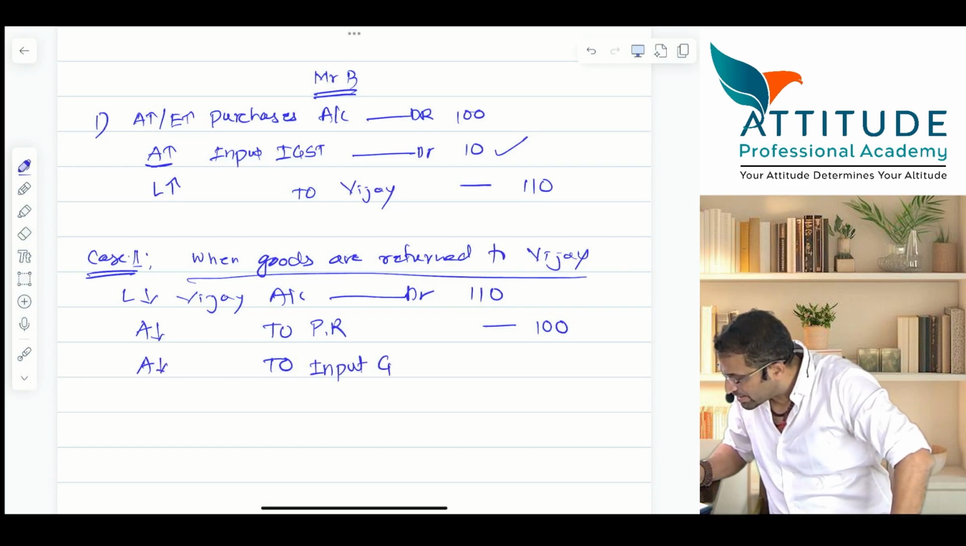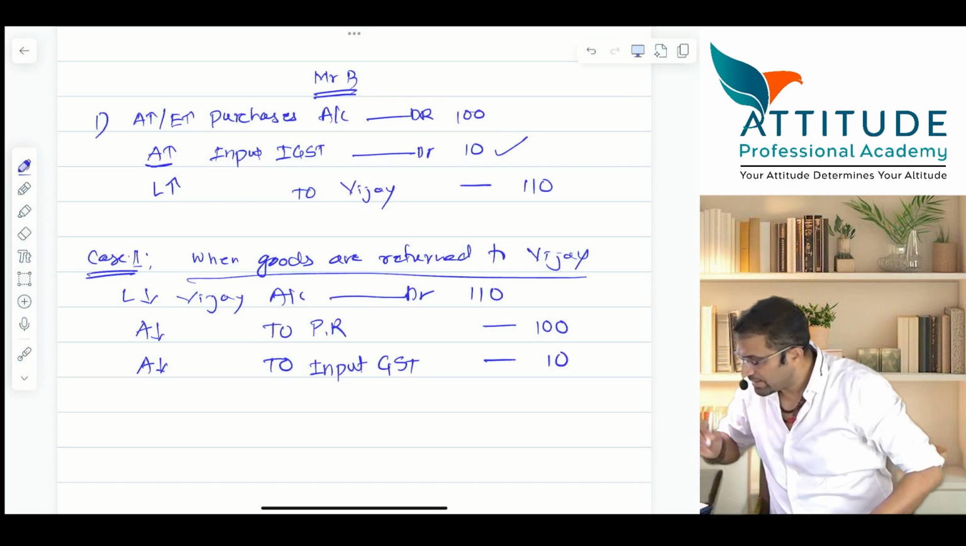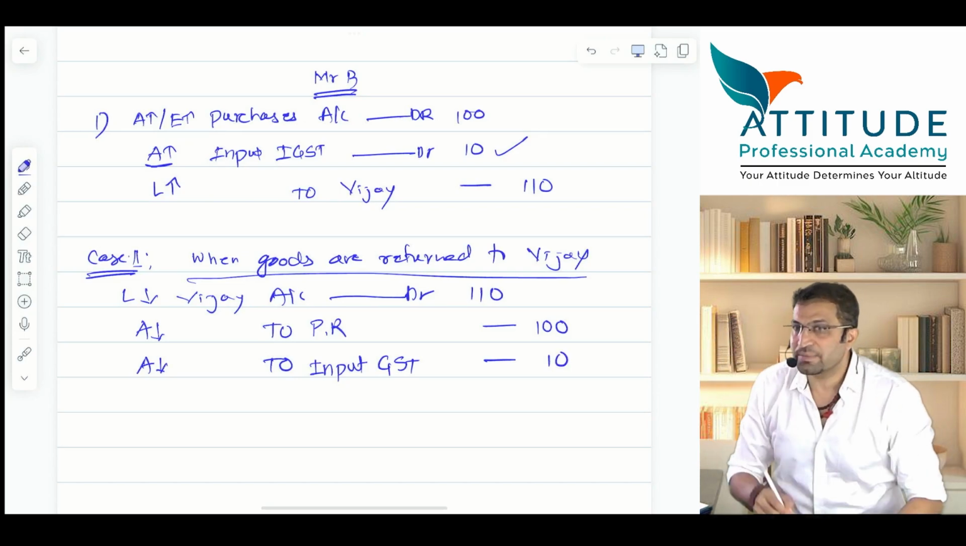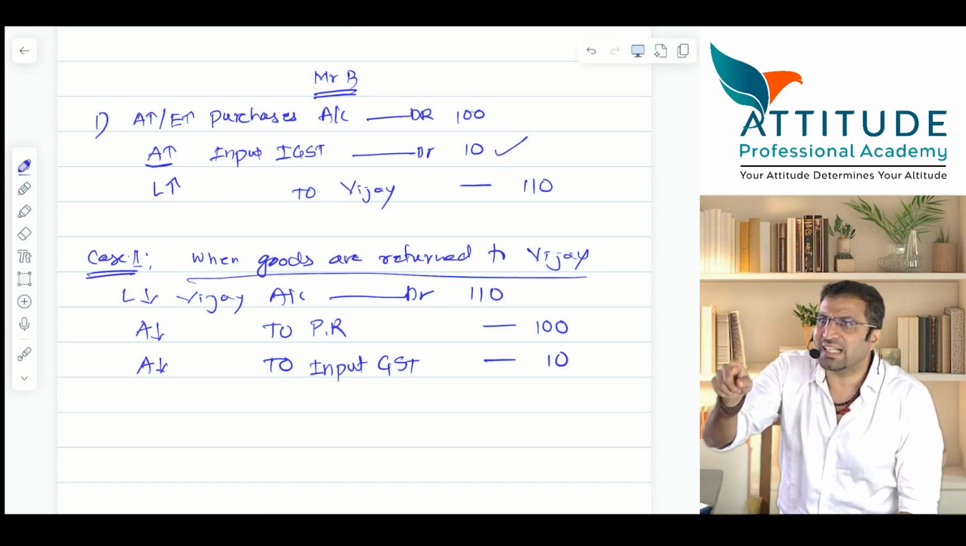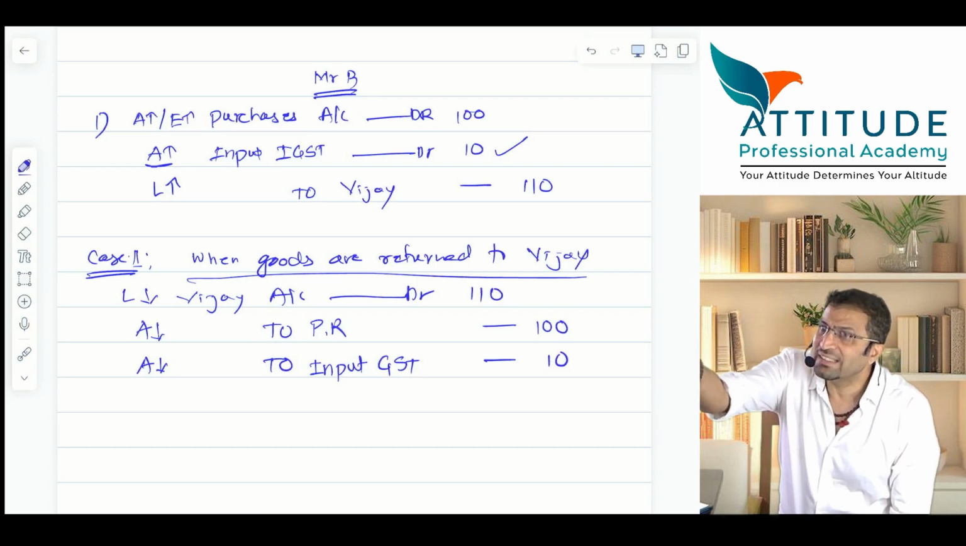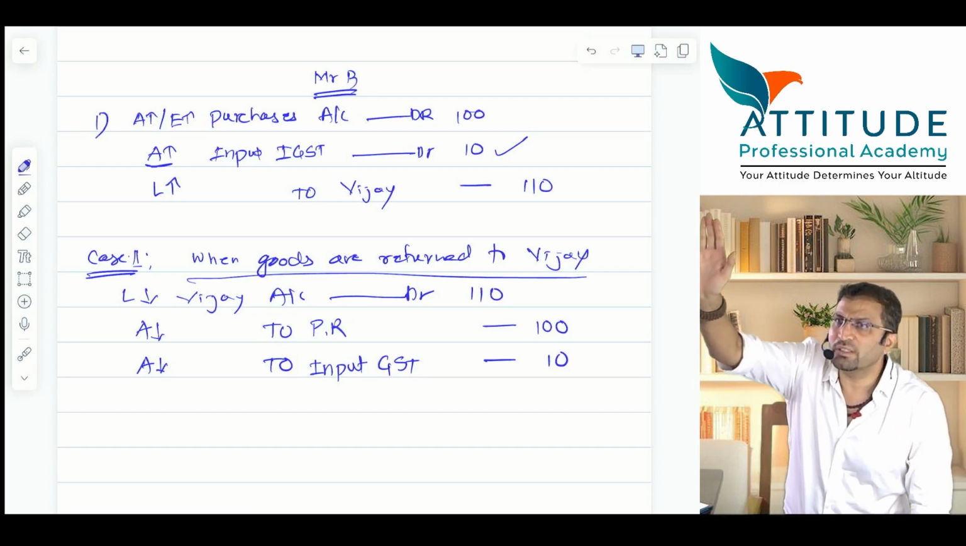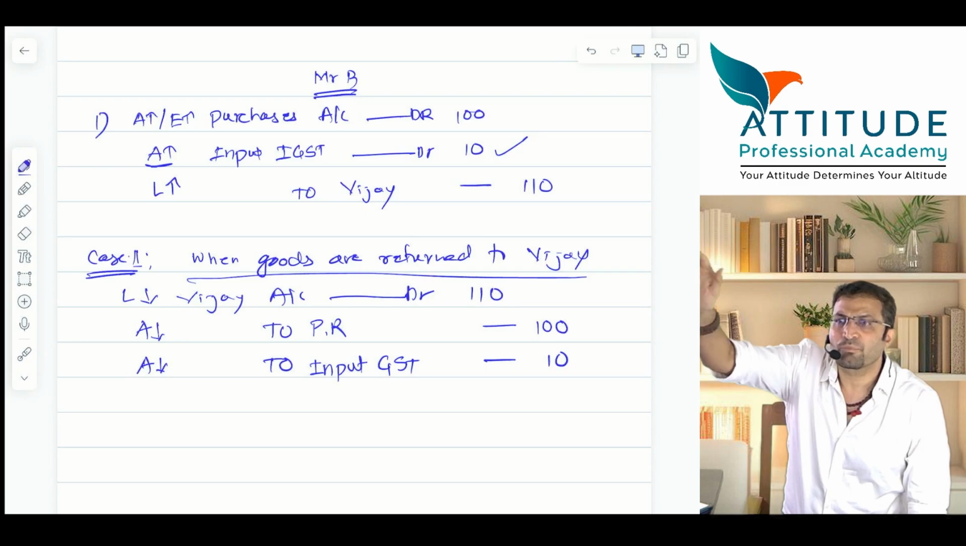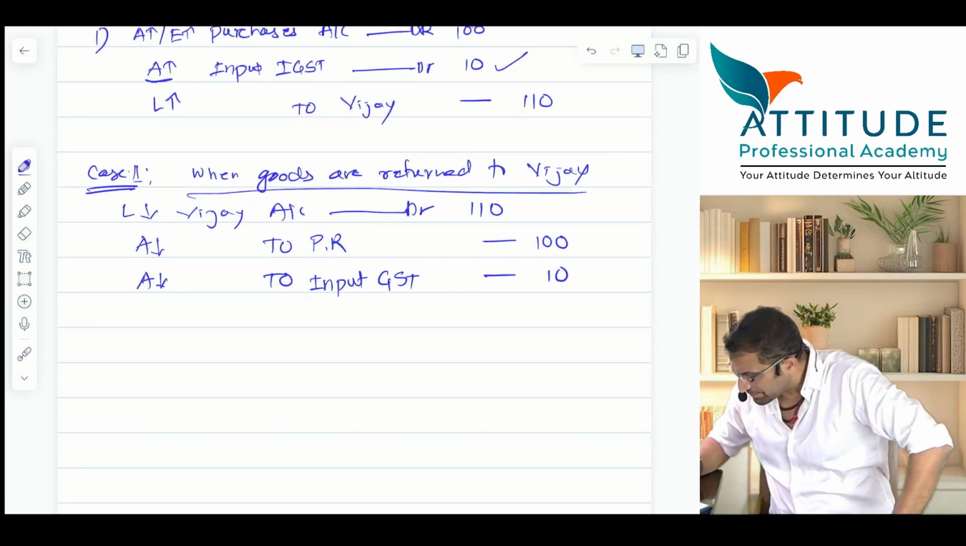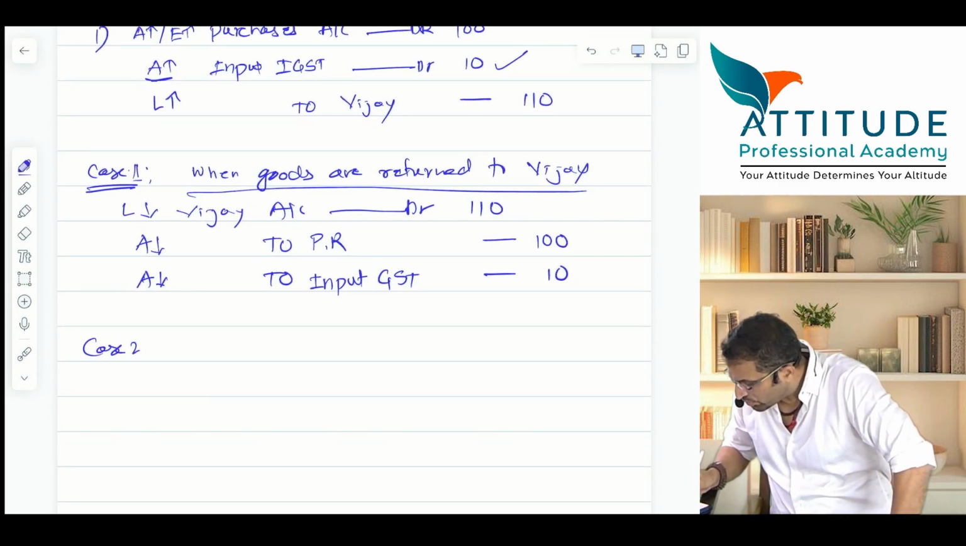Input GST. How much? Input GST will get reversed. So on purchase return, input GST will also get reversed. All of you understood? Any difficulty? Clear? Second case. Case 2.